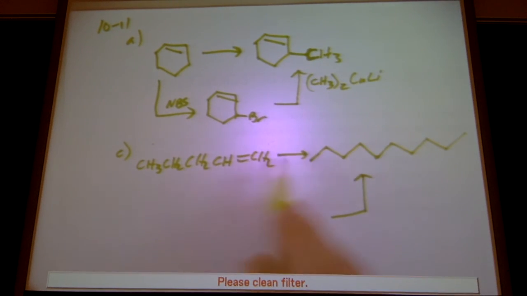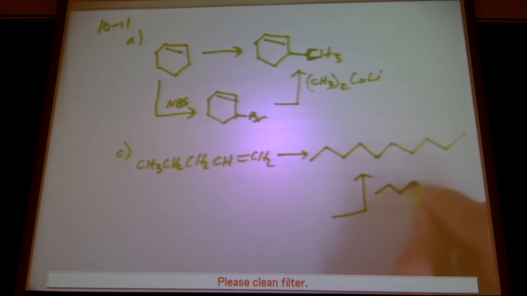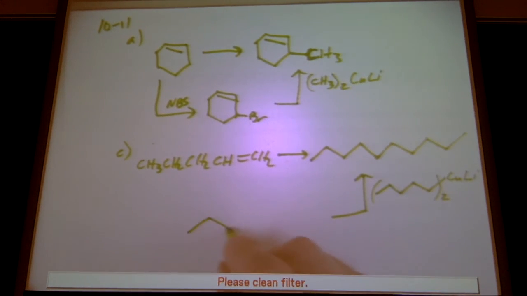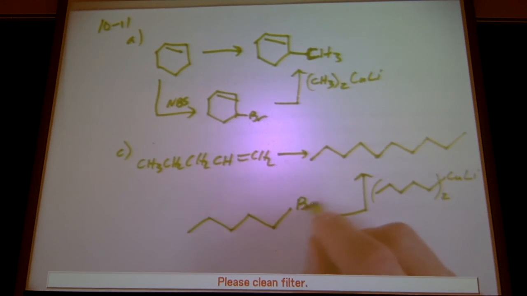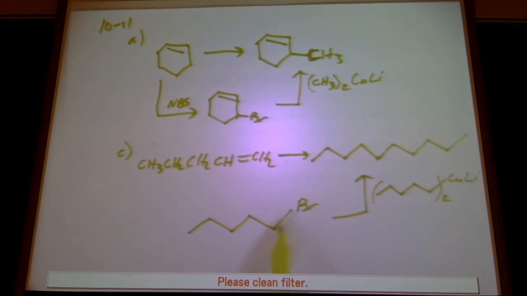So if I have 5 carbons here, I'm going to add 5 more to it. 1, 2, 3, 4, 5. So what I would need is a bromine attached to the very end. That way I can attach 5 more carbons to it and get my 10 carbon chain.